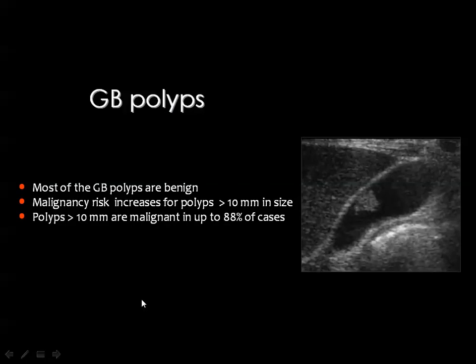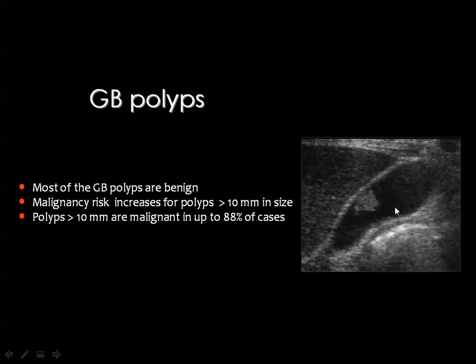Then we come to the issue of gallbladder polyps, and you should know that most of the gallbladder polyps are benign, and they are made of cholesterol in most of the cases. And in order to predict that a polyp is malignant, the polyp size should be above 1 centimeter, and the wall adjacent to the polyp is considerably thickened.